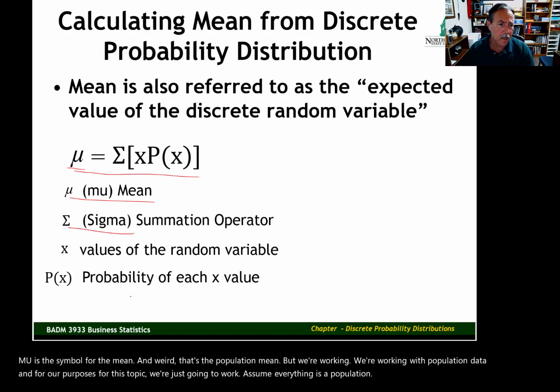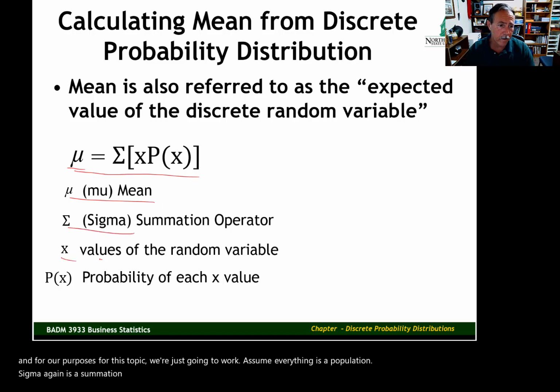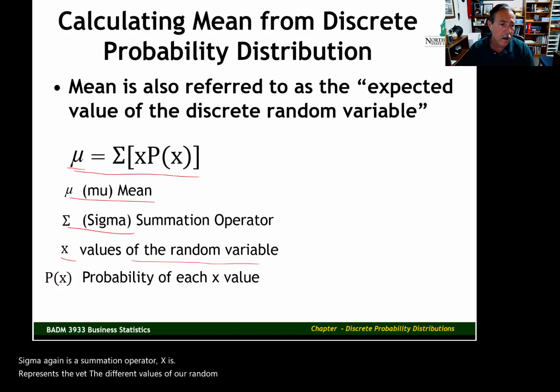Sigma again is a summation operator. X represents the different values of our random variable, and P of x, with x in parentheses, is the probability of each x value.